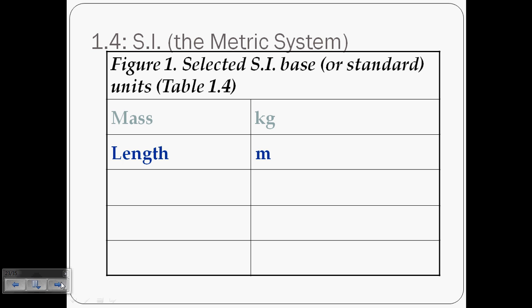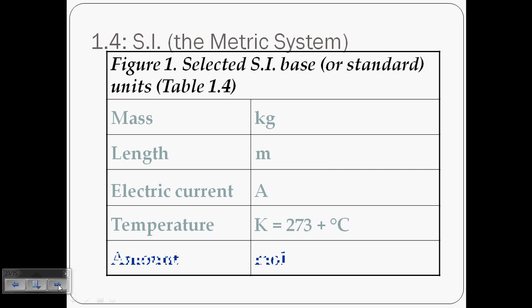Measurement is very important for chemists and chemistry, and to make our measurements standard across all the countries, we have the SI system, Le Système International, or the international system of measurement. In the international system of measurement, we have certain base units. We have the mass unit as kilograms, length as meter, electric current as amperes, temperature in Kelvin. Kelvin is the SI base unit, and amount of substance as mole. You must know these units.